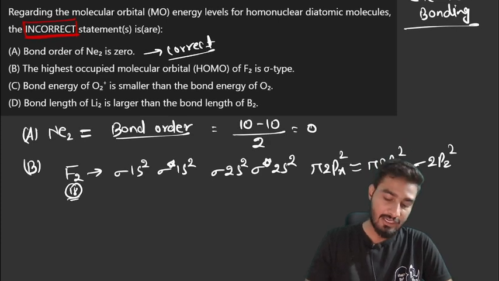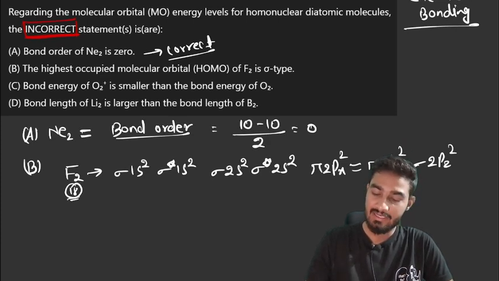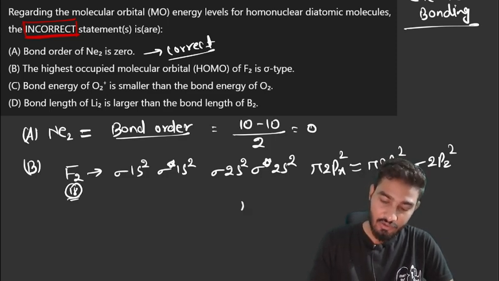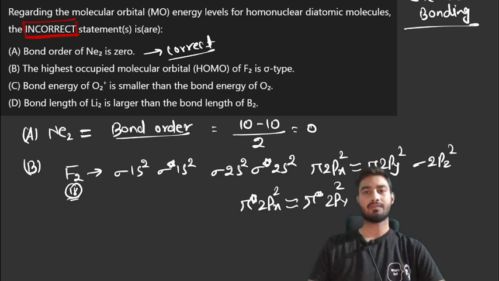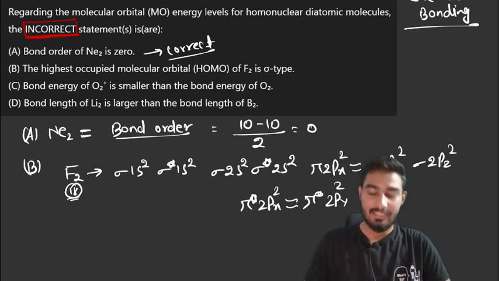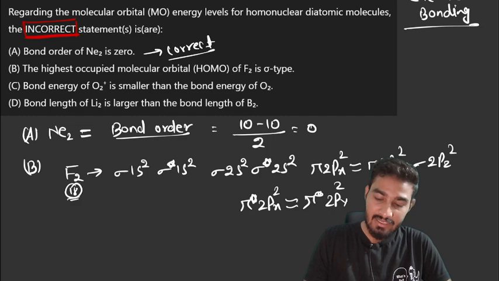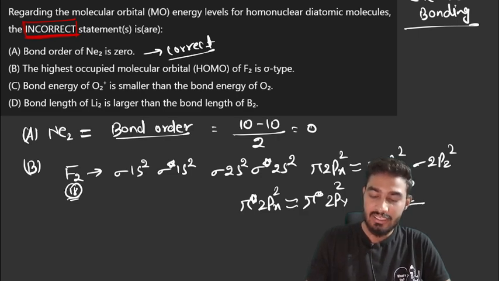But after that, how many electrons? 2, 2, 4, 5, 6, 7, 8, 9, 10, 11, 12, 13, 14. After that the electrons will go in pi star 2px, pi star 2py. So 2 and 2, 18 electrons are done. After that comes sigma star 2pz, that is 0. So it is our LUMO. And this is our HOMO.